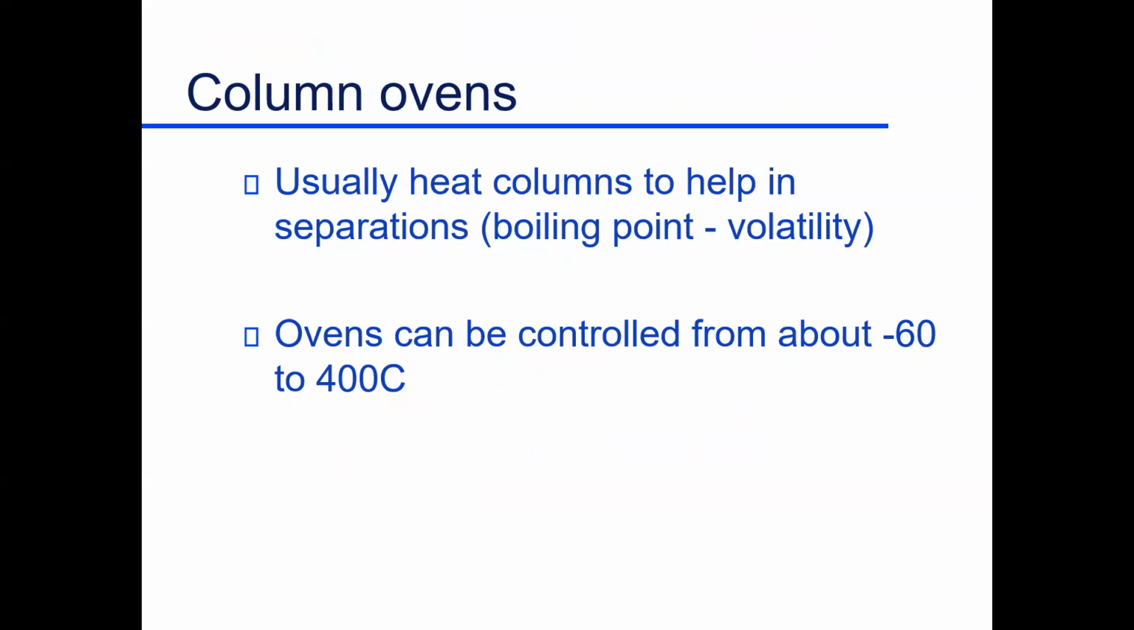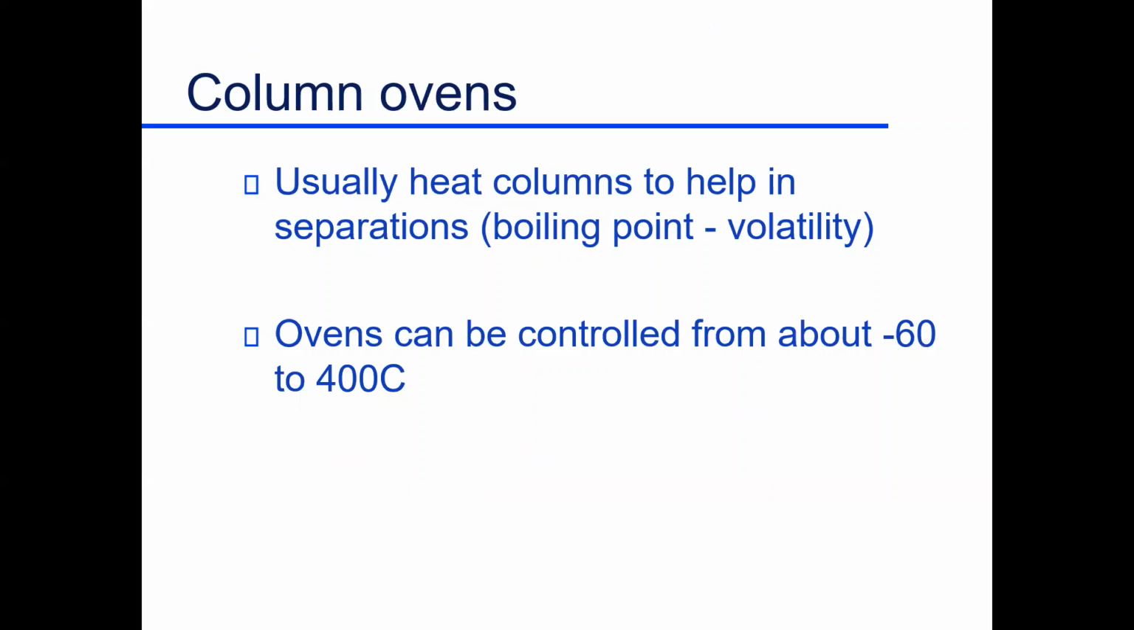Column ovens. Well, okay, we're taking advantage of boiling point, as I said, volatility. How are we going to drive our volatiles out of the stationary phase into that mobile phase and be moving down the road? By heating it. The higher the temperature, the more volatile it is, the more it'll move into that phase, getting out of there.